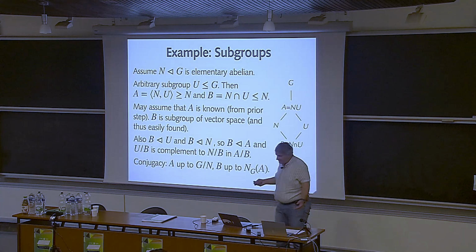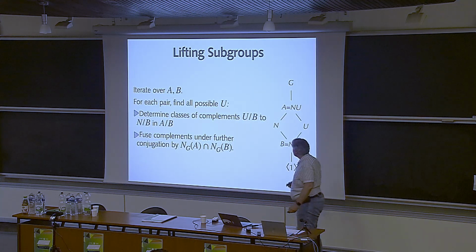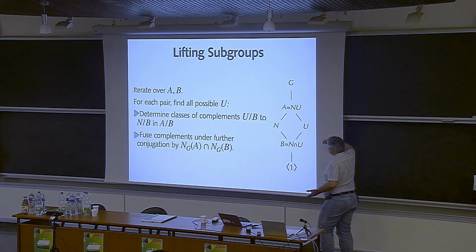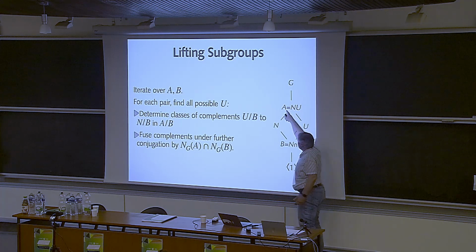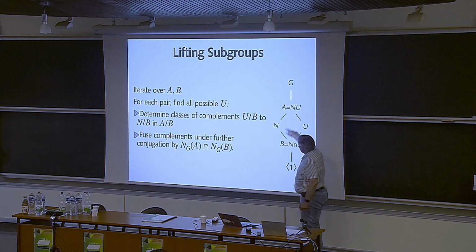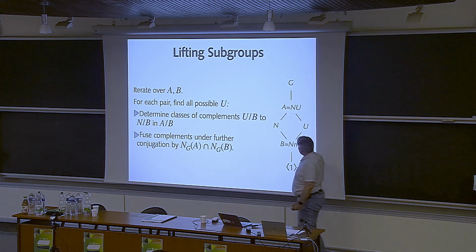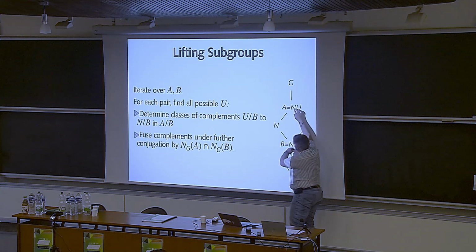And that is basically the process for finding subgroups. So assuming the subgroups of the factor are known, I run through all subgroups of the factor. That gives me the A's. I run for each A through all subspaces here, which are normal in A, so basically submodules of n. For a pair A, B, I find the possible U's by looking at complements in this factor.